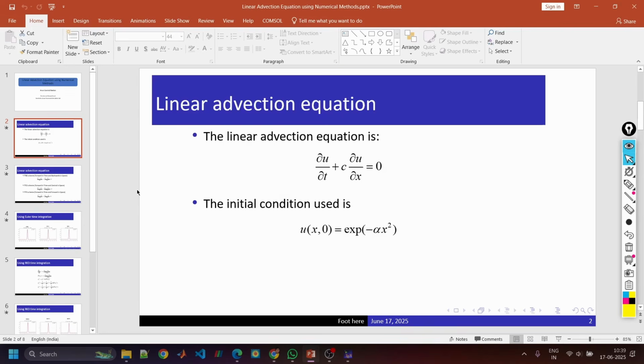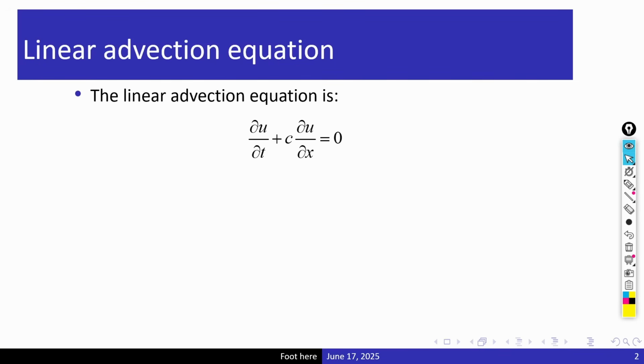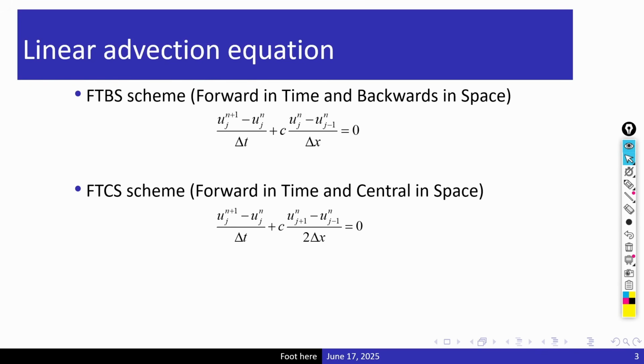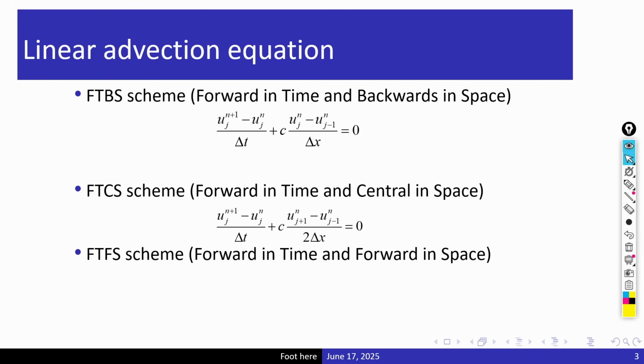In the previous video, we saw the advection equation has some issues when we solve it through numerical methods. So we tested three numerical schemes. First one is forward in time, backward in space. Second one is forward in time, central in space. Third one is forward in time, forward in space.